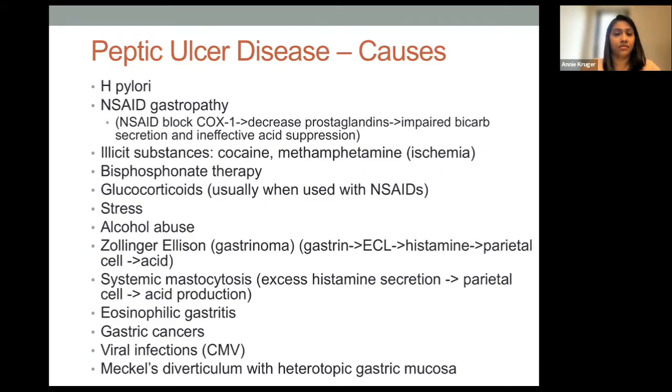Other causes: illicit substances like cocaine and methamphetamines can lead to ischemia. Bisphosphonate therapy can sometimes create kind of a chemical gastritis.